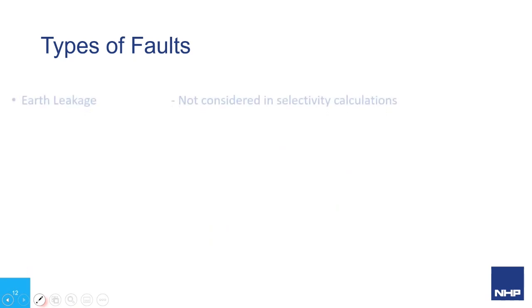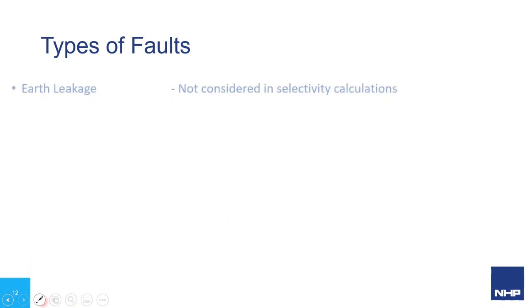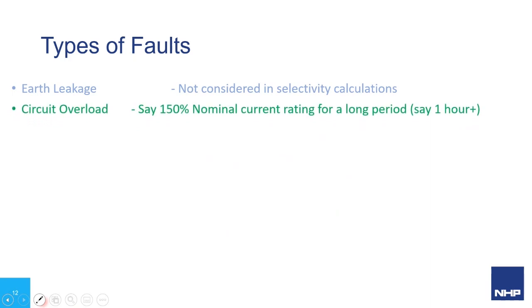The types of electrical fault include earth leakage. Now, earth leakage is never considered in selectivity calculations, but earth leakage will be covered in another webinar, I'm sure. On circuit overload, I've chosen a nominal figure of around 150% of the nominal current rating of the circuit, and let's say it occurs over a long period of around an hour.